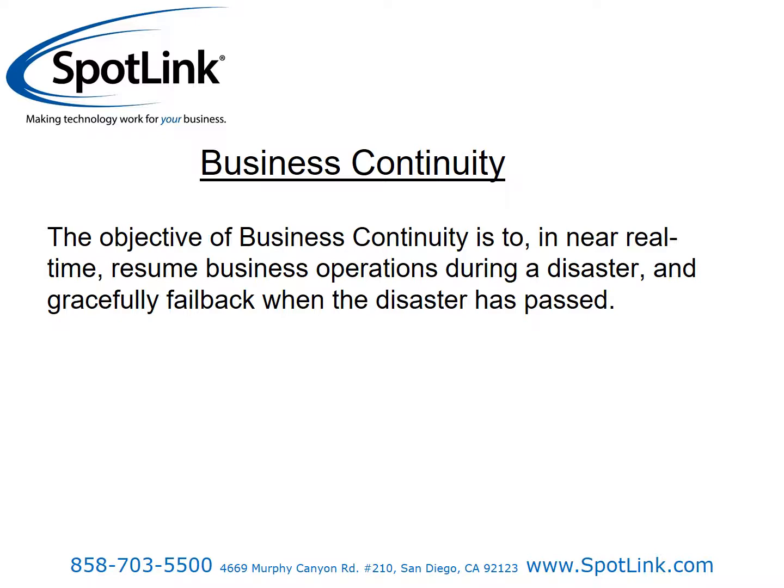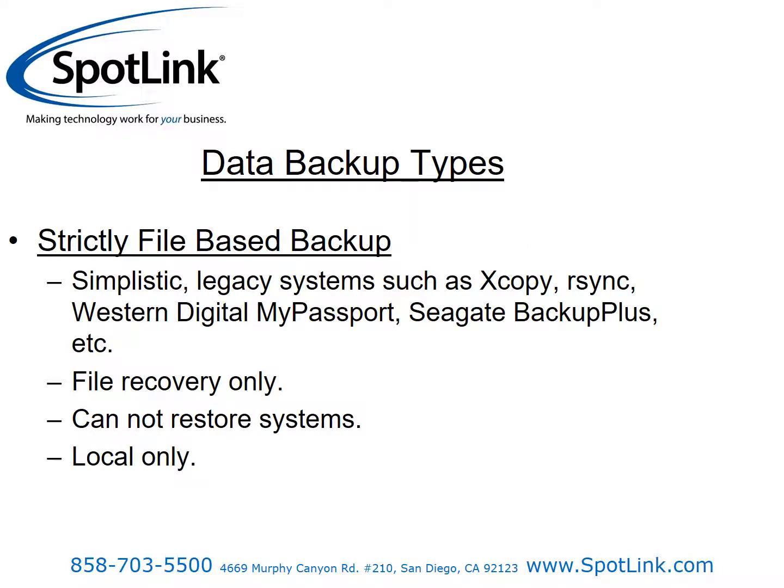So let's take a look at a few backup types. The first one, the simplest, is strictly file-based backup systems. So, good old Xcopy in DOS, if you remember that. rsync, which is more of a Unix type product, copies data between two Unix systems, as well as some of those consumer-based externals like the Western Digital MyPass or Seagate. You can buy those drives at Fry's, you plug them in, software pops up, backs up to an external drive. So those are really file recovery only. They can't restore an entire system generally. And they're generally local only. So if that hard drive gets destroyed, your backup's destroyed too.